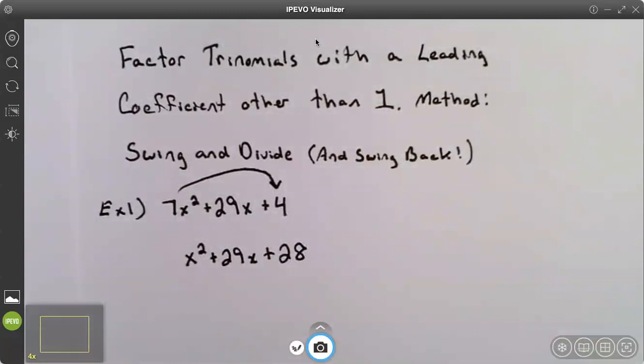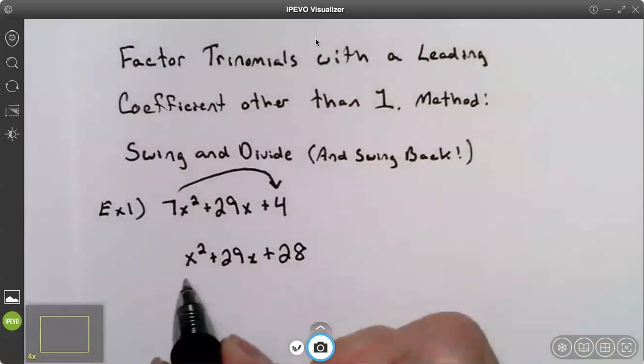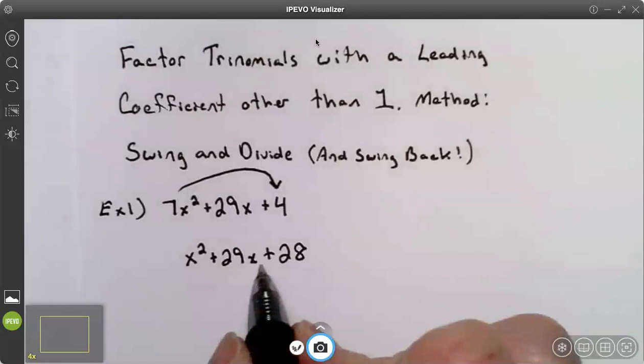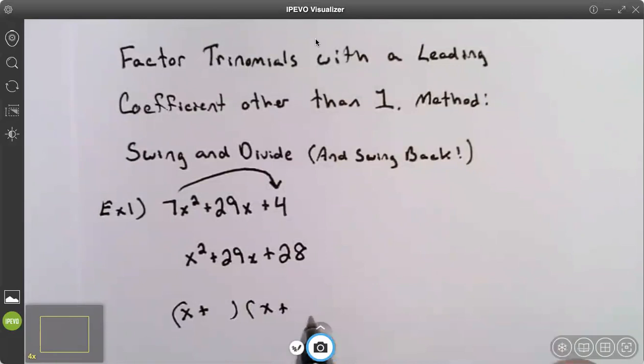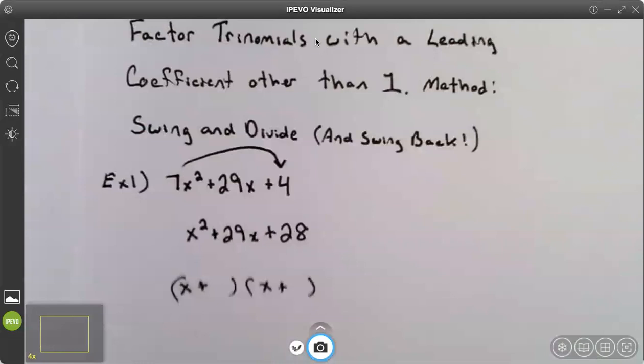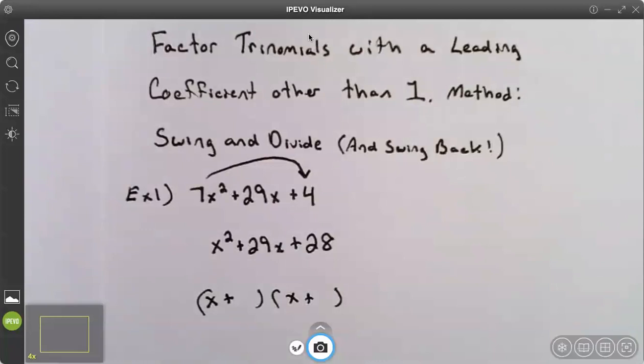We swung a 7. Before I do that, let's go back. When we're factoring trinomials with a leading coefficient of 1, this sign tells me both my signs are the same. This sign tells me they're both positive. So let's go ahead and write our x plus, x plus. Okay, we do have to figure out what numbers to put here and here.